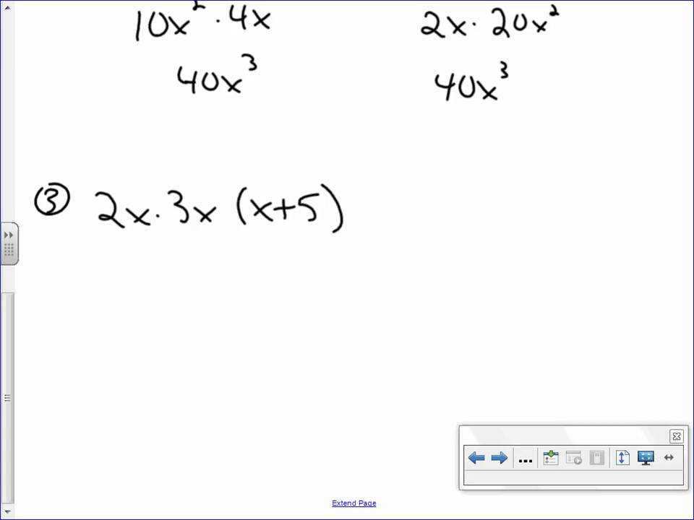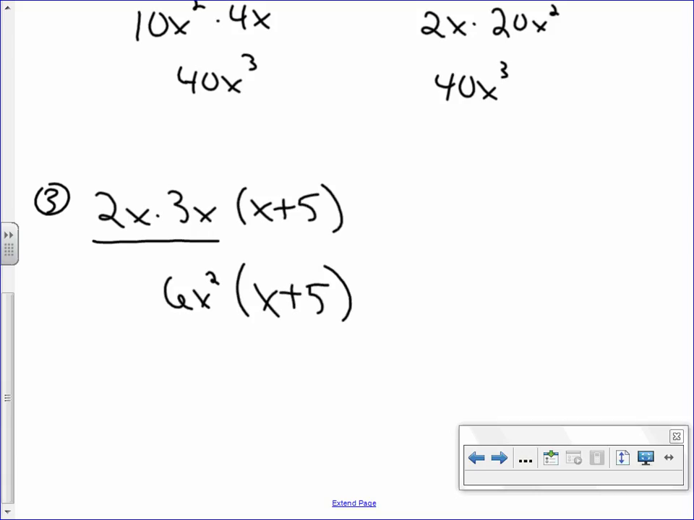I still have 3 things multiplied together. But this time, I have a monomial, 1 term, a monomial, 1 term, and a binomial. Okay? You can multiply these together in any order that you want, but don't try to do it all at one time or you'll get messed up. So start with the first 2. Just start at the beginning. What is 2x times 3x? 6x squared. And then bring down the x plus 5.